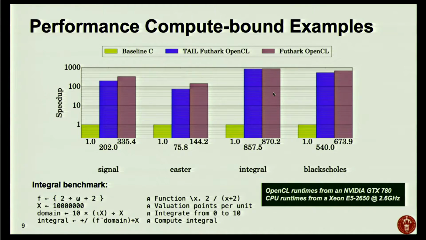And then I want to show some performance compute benchmarks here, and here we see some examples of compute-bound executions. We have, for instance, a signal analysis functionality here. There's this integral thing, and there's a Black-Scholes and another benchmark here. And what we see is that for this kind of code, we can basically get a lot of speed up compared to handwritten C code.